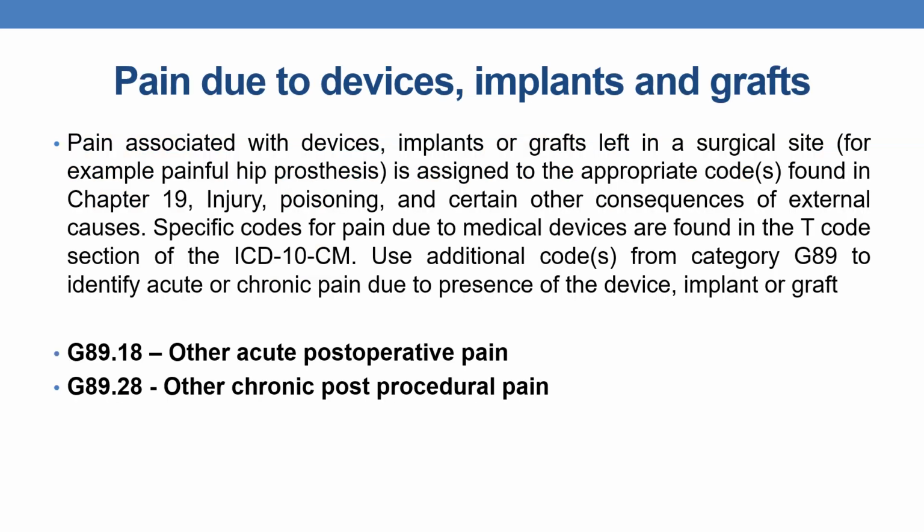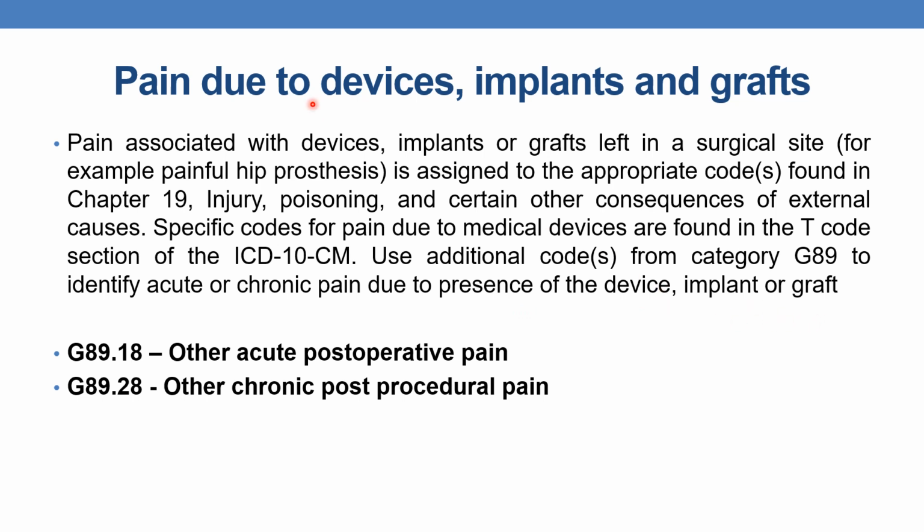Next, coming to pain due to devices, implants and grafts. Pain associated with devices, implants or grafts left in the surgical site, for example a painful hip prosthesis, is assigned to the appropriate code found in chapter 19, injury, poisoning and certain other consequences of external causes. Specific codes for pain due to medical devices are found in the T code section of the ICD-10-CM. Apart from these, you can use additional codes from category G89 to identify acute or chronic pain due to the presence of a device, implant or graft.